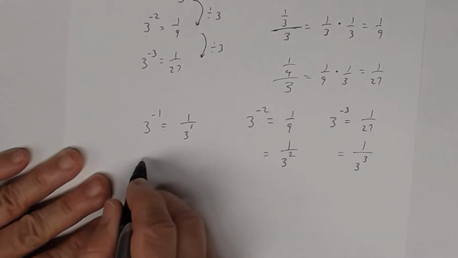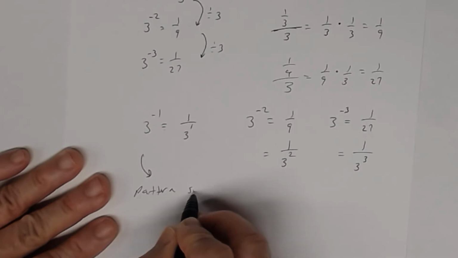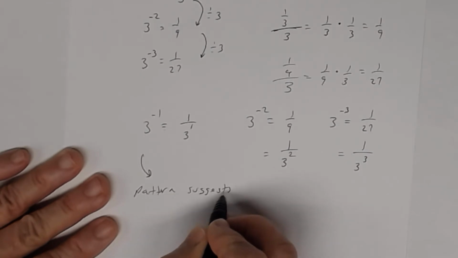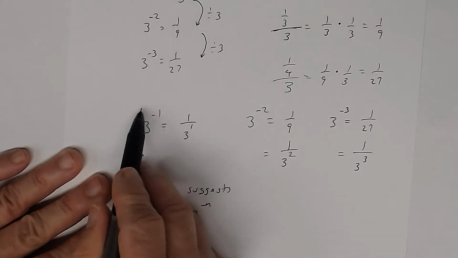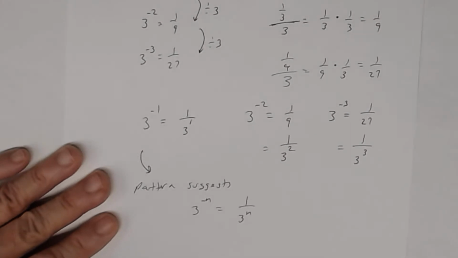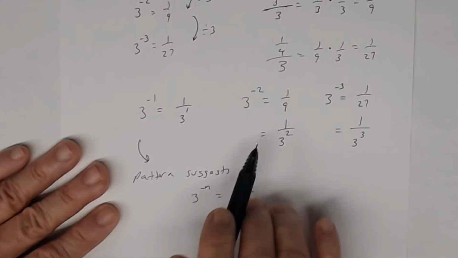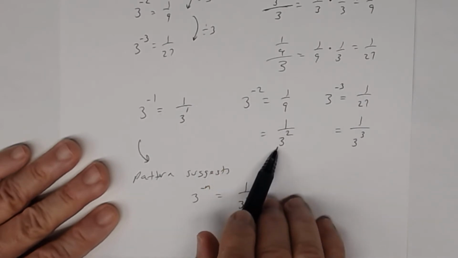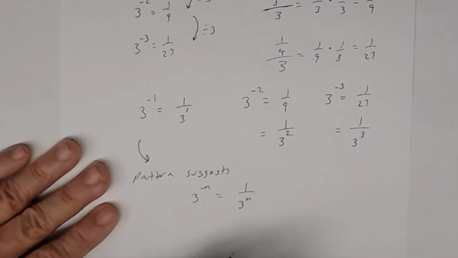this pattern. This pattern suggests the following: that 3 to the negative n, so if my exponent is negative, is just 1 over 3 to the n. So 3 to the negative n is just 1 over 3 to the n. 3 to the negative 2 is 1 over 3 squared. 3 to the negative 3 is 1 over 3 cubed, right? That's what this pattern suggests.